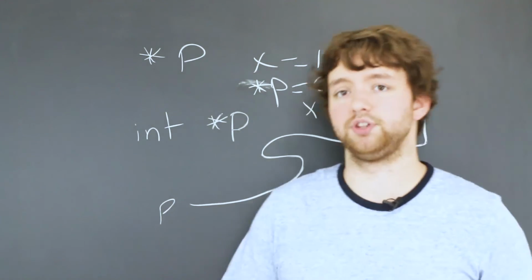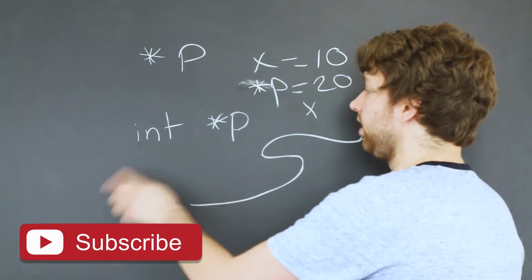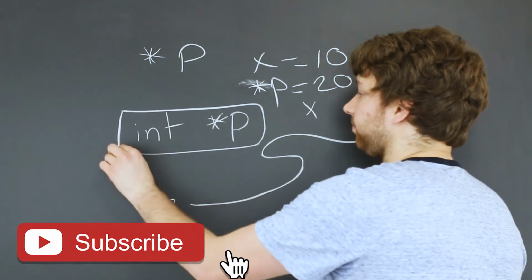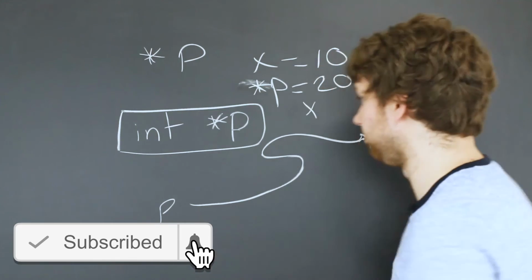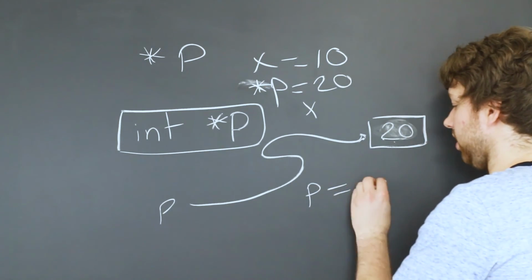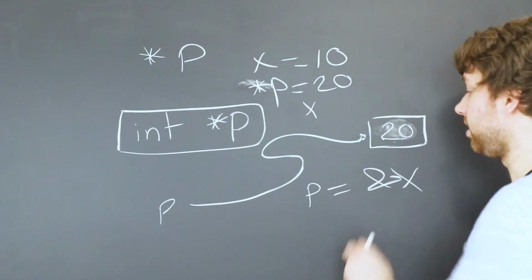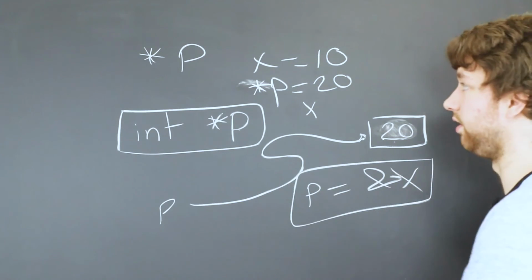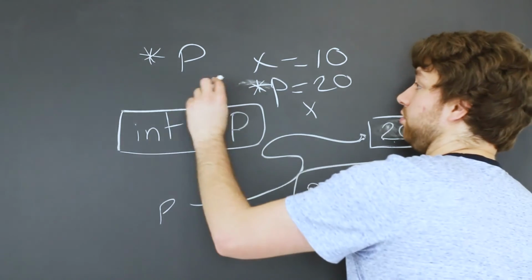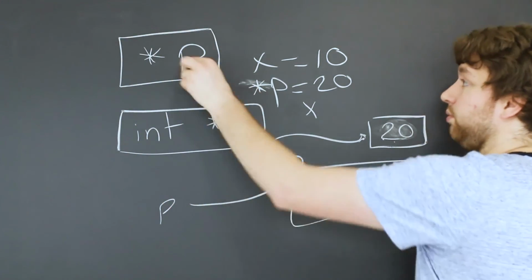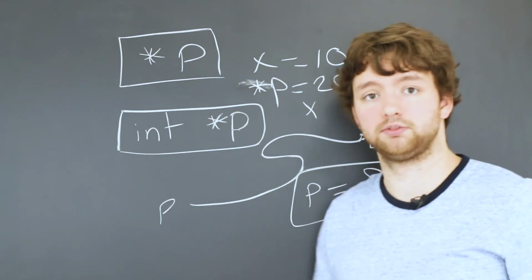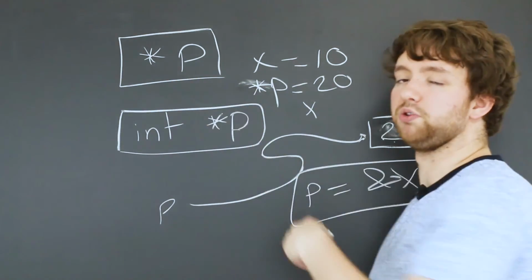The three things you really need to understand are how you declare them, like this; how you assign to them, which is like this, p equals address of some variable x; and how you reference the value where the pointer points to, which is with the indirection operator. This can also be called dereferencing.